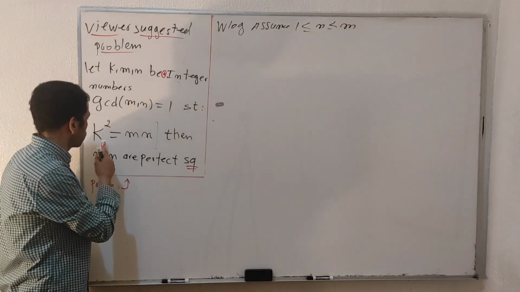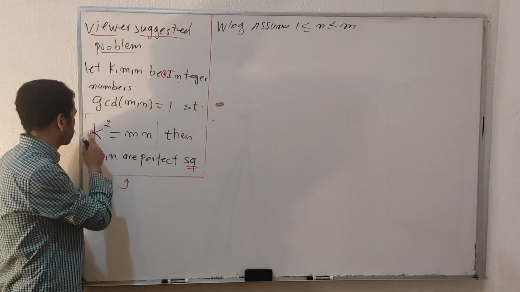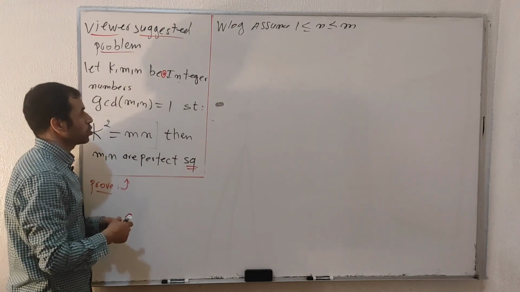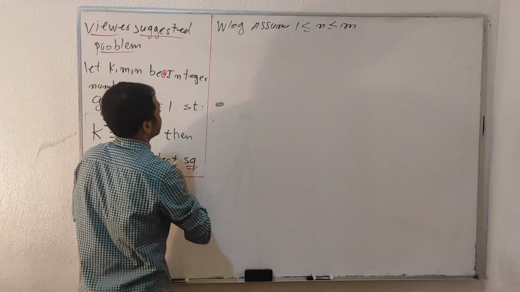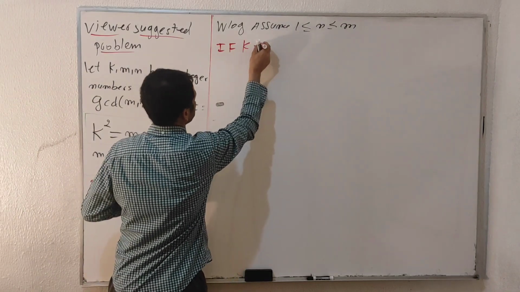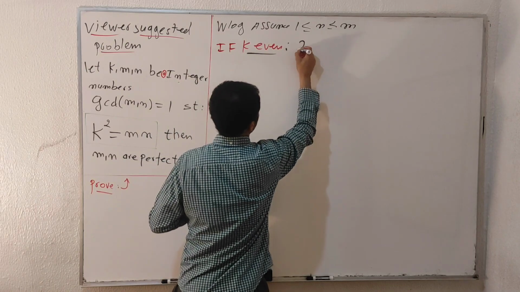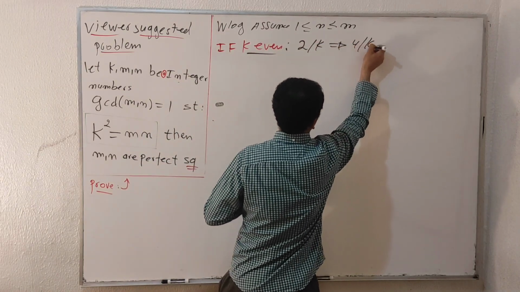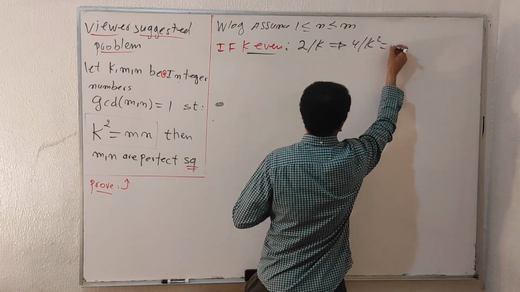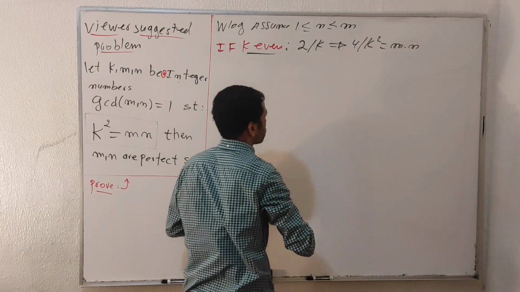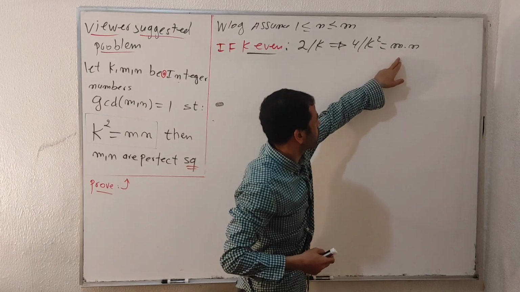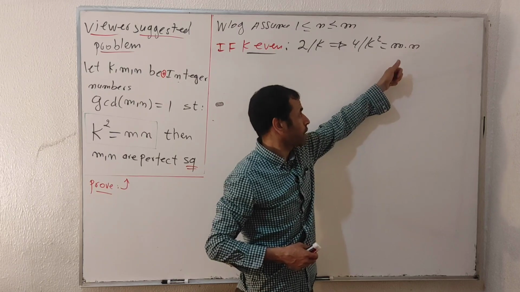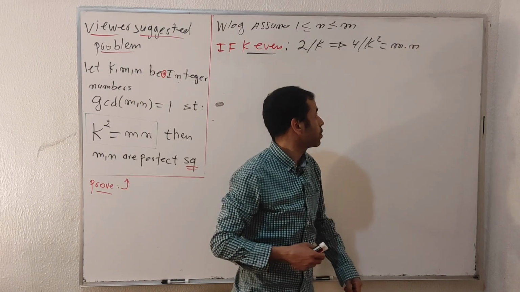Okay, so now we are going to break this into two cases: when we have k as an even integer and when we have k as an odd integer. So let's start with the even integer. If k is even, that means 2 divides k, which implies 4 divides k squared. We know k squared equals m multiplied by n. Since 4 divides this product m and n, we can have both numbers even, or at least one of them must be even and the other one odd.